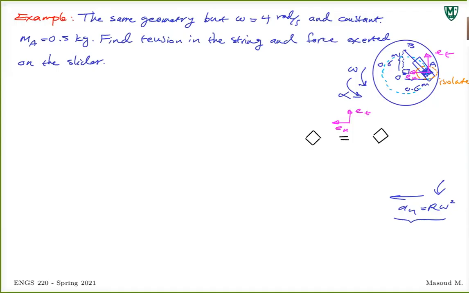If that's the same, it means we still have the same components on our object, right? On our kinetic diagram. We still have MAT and we still have MAN. So this is our kinetic diagram. Now the question would be, what changed?